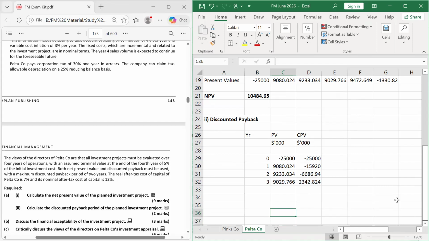So the formula was very simple. I told you that you have to take the previous year's CPV, which is 6,686, divided by this year's PV. This year's PV means the last PV, so you can divide it with this. So you got 0.74. That is the decimal part. So now add 2 to that to get your answer.